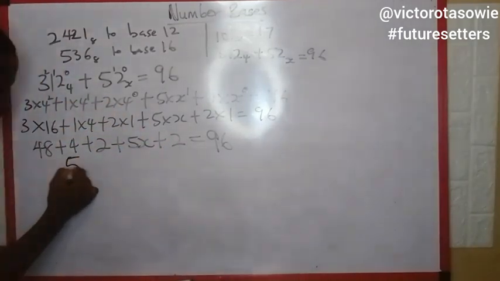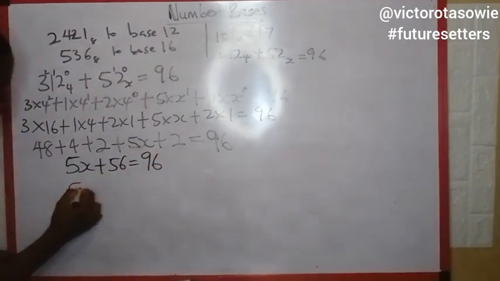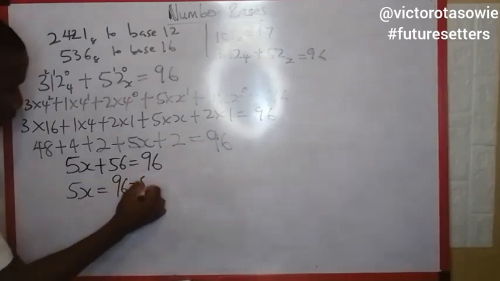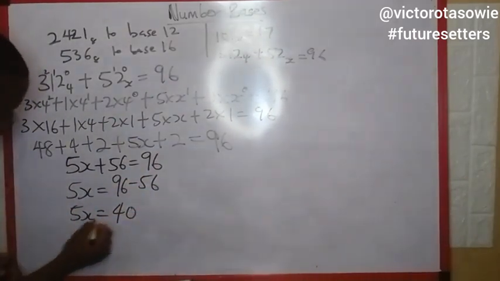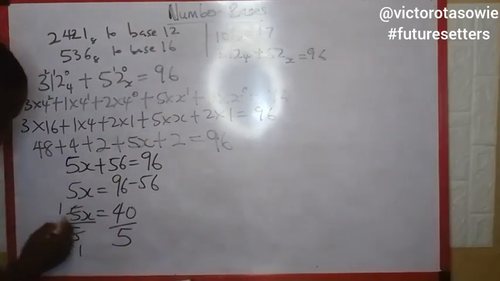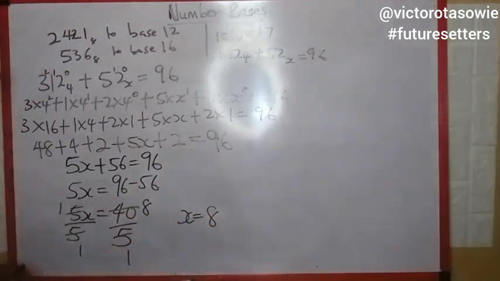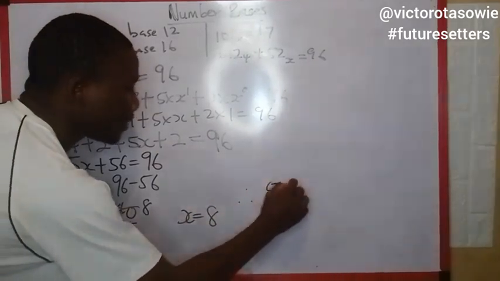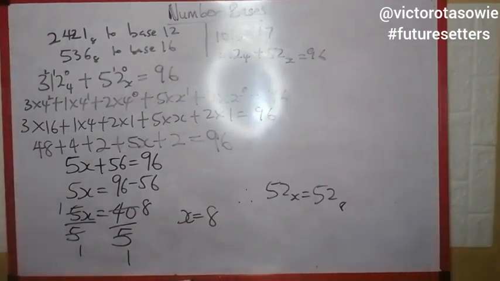So that means 5x plus 56 equal to 96. So 5x equal to 96 minus 56. What does that mean? What's 96 minus 56? 40. Divide through by 5. Divide both sides by the coefficient. 5 here 1, 5 here 1, 5 here 1, 5 here 8. So therefore x equal to 8. So in this part where we have 52, therefore 52 base x is equal to 52 base what? 8. 52 base x equal to 52 base 8.